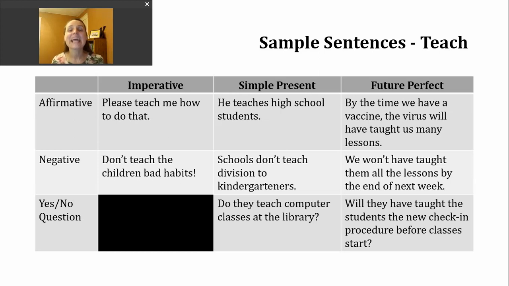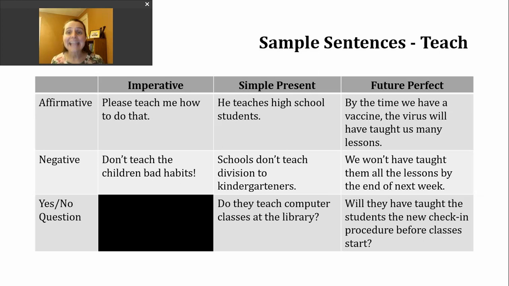So, in the simple present, we're going to make slight modifications to our base verb if our subject is he, she, or it. So you'll notice in my example here, I have he teaches high school students. And my spelling there is ES at the end, and that's because this verb ends with a CH. This is a very common spelling rule in English. If I was talking about more than one person, right, so I want to talk about two people, I would say they teach high school students.